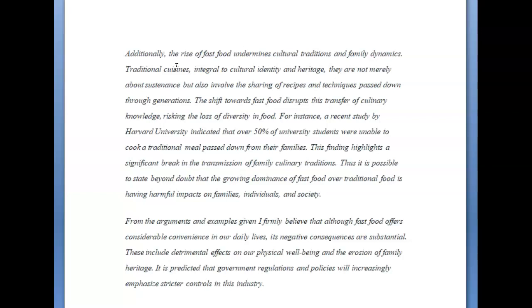Thus, it is possible to state beyond doubt that the growing dominance of fast food over traditional food is having harmful impacts on families, individuals, and societies.